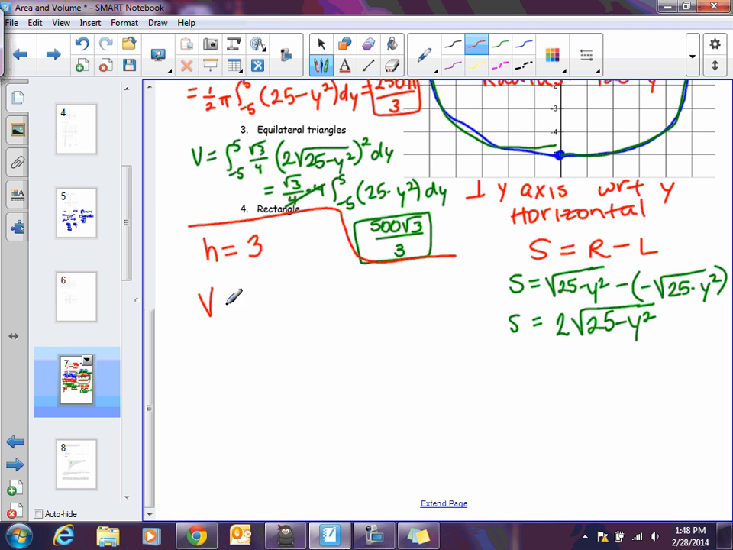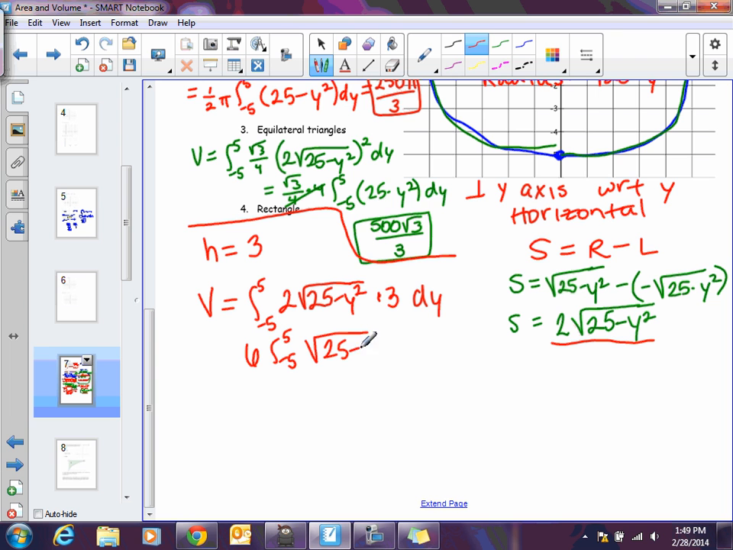Okay, so just recall from yesterday, the volume is going to be the integral, bottom to top, because we have horizontal slices on this example. And then the area of a rectangle would be the base, which is 2 root 25 minus y squared, times 3 dy. Okay, and if you wanted to move the 6 out to the front, you definitely could do that. So go ahead and type this in your calculator. Let's see what we get. We're not going to do a lot of calculator work today, but just a little, just to practice it a little bit each day.